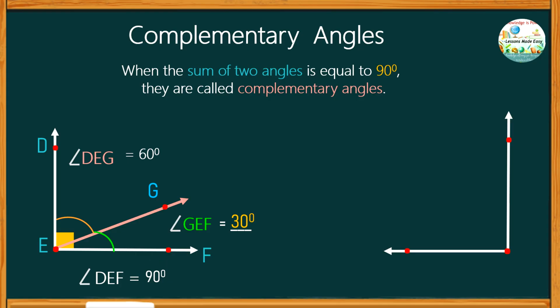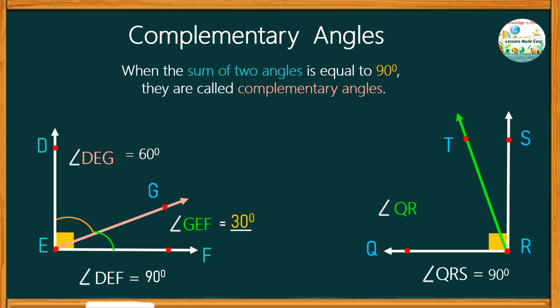Let's have another right angle QRS. One ray is perpendicular to the other, which indicates that this angle is a 90-degree angle. Again, we will add one side to split this angle into two. The sizes of the angles don't really matter. It doesn't have to be equal. One can be smaller, the other can be bigger. Let's have side RT. Now we have angle QRT as the complement of angle TRS.